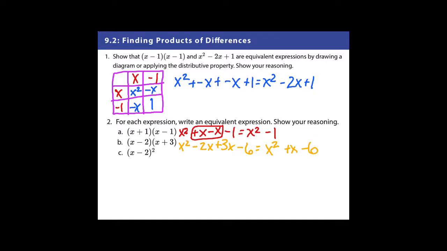And then for C, if it helps you, write it out like this again. And then we will get x squared minus 2x minus 2x plus 4. Oh, this should be squared. And then that will give us x squared minus 4x plus 4.